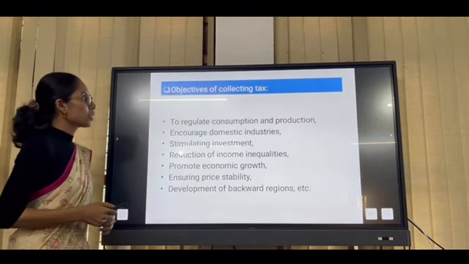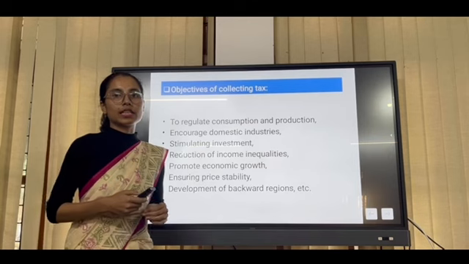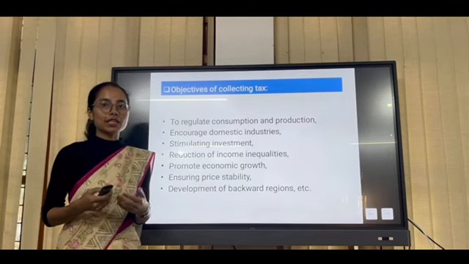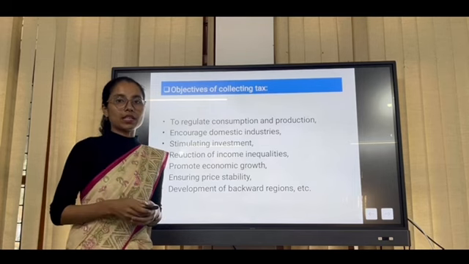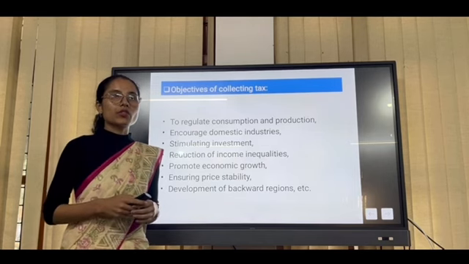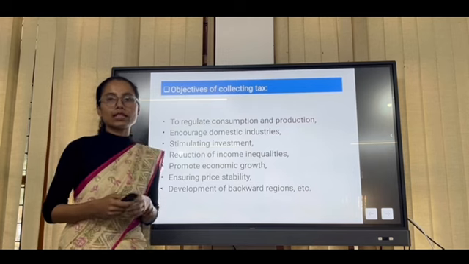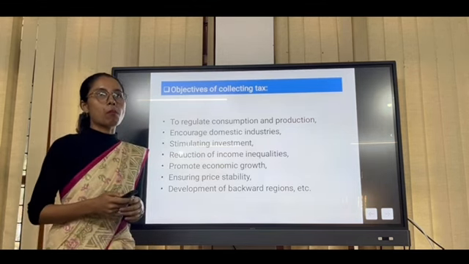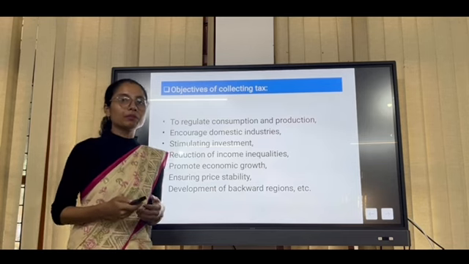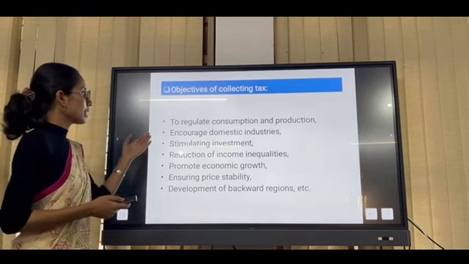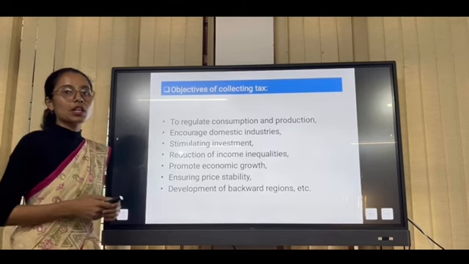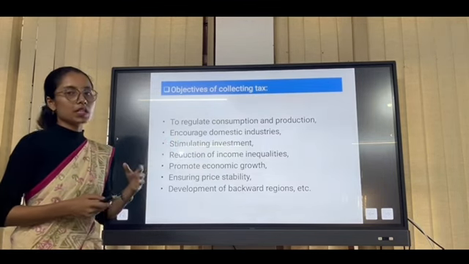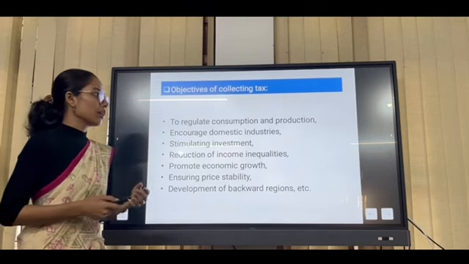Then what is the main objective of collecting taxes? We know that people who pay tax cannot expect any direct benefit from it. So what could be the purpose of collecting this tax? Government collects this tax to increase society's welfare. Therefore, one way is to regulate consumption and production. When production activities are being taxed, then producers are discouraged to produce more.